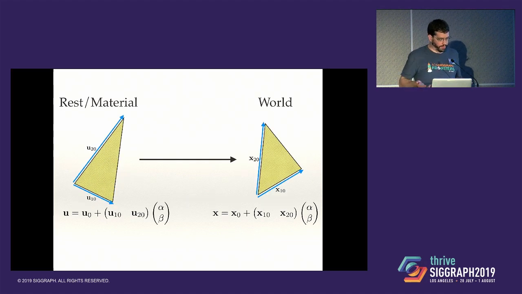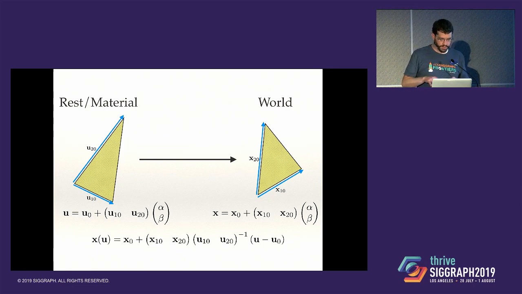And then we have a formula for u, and we have a formula for x. And then we can write that x of u is going to be x0 plus our x matrix here, times our u matrix inverted, times u minus u0. And when we take the gradient of this deformation f, this is just this matrix x10, x20, times the inverse of the matrix u10, u20.